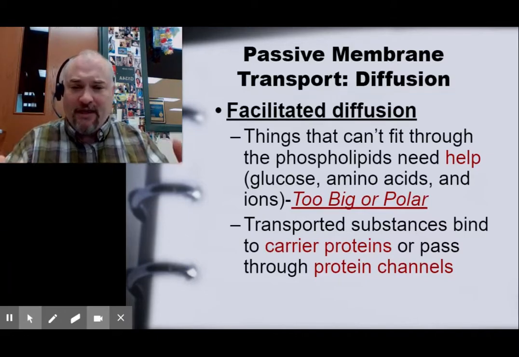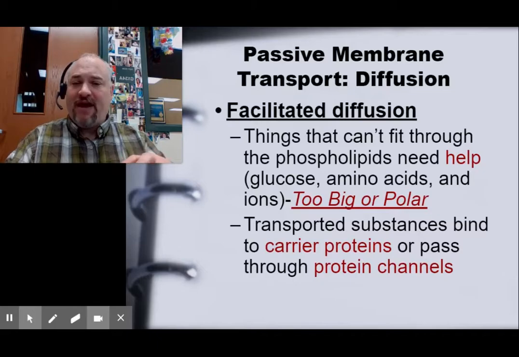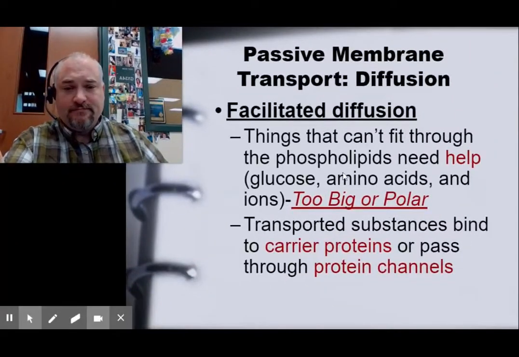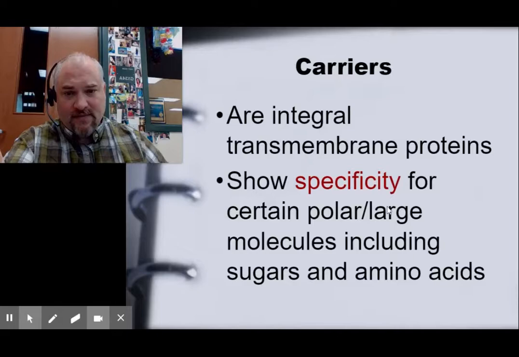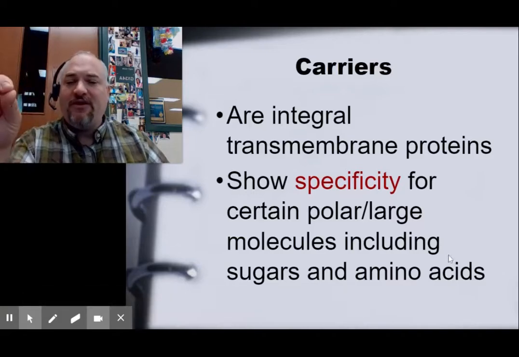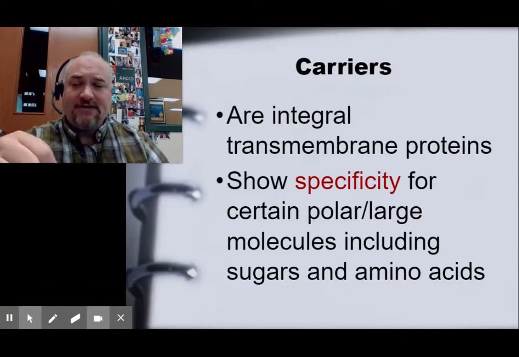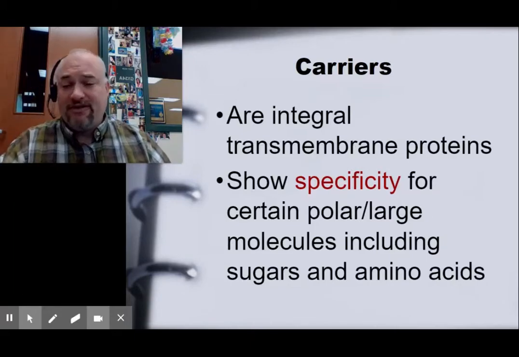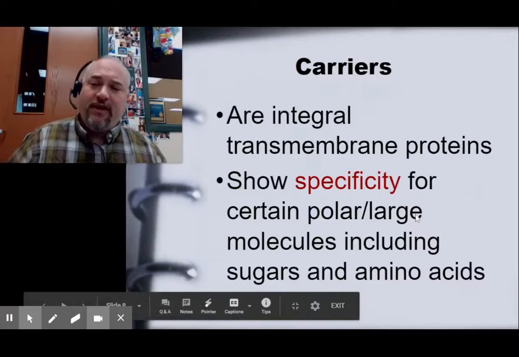They're still going to want to roll downhill, but what we have to do is provide them with carrier proteins or protein channels. So proteins that are just the right size and shape to let the molecules through, or they can open up to let the molecules through at certain times. So carriers are integral membrane proteins that show specificity for certain polar large molecules, including sugars and amino acids. So they're just the right shape to allow certain things through, but not other things. Okay, and so let's go back to the whiteboard and I'll show you some of those.